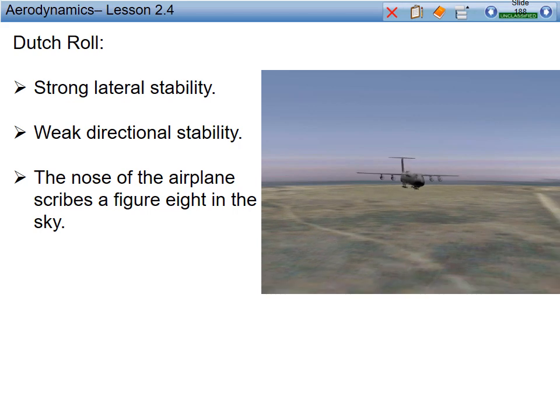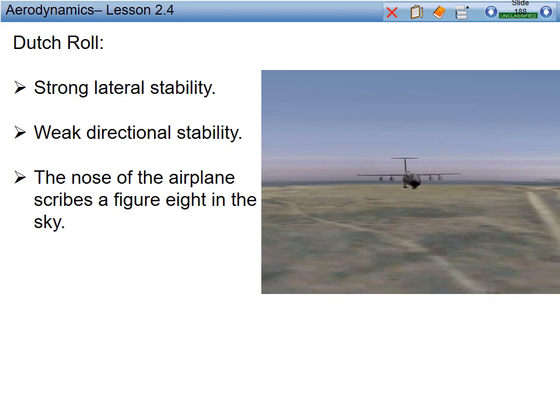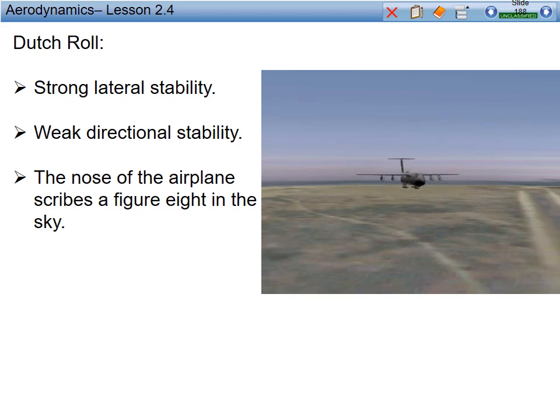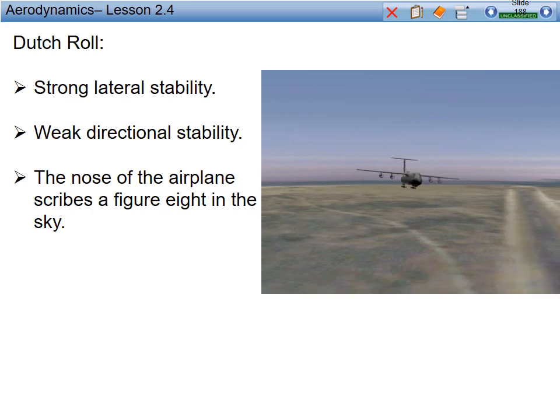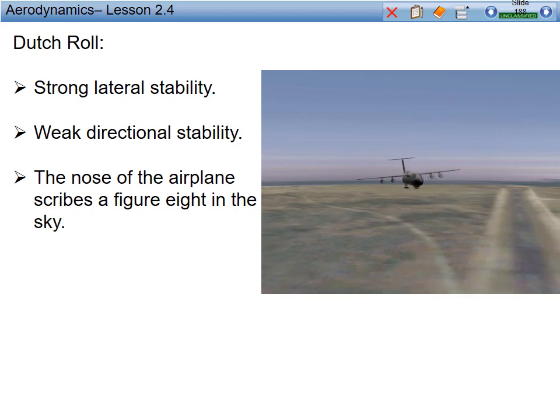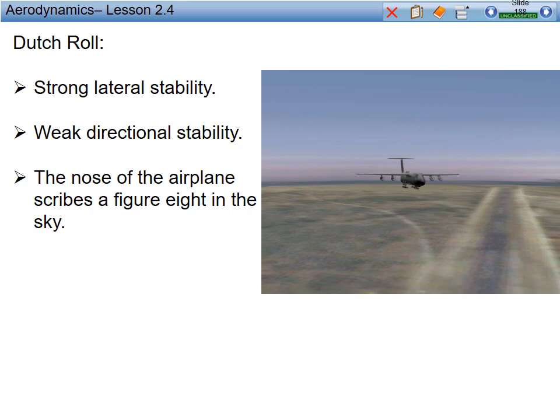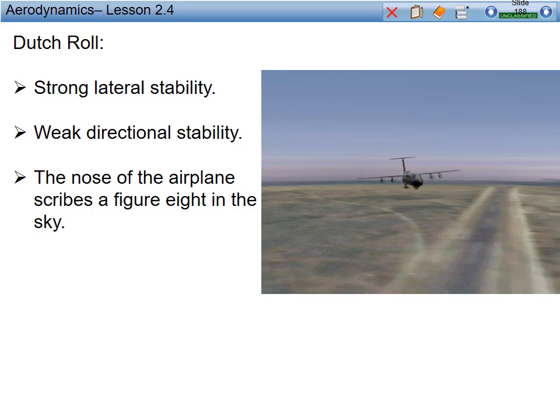Dutch roll is found in aircraft possessing strong lateral stability and weak directional stability. Due to this strong lateral and weak directional stability, the nose of the airplane will scribe a figure 8 in the sky.